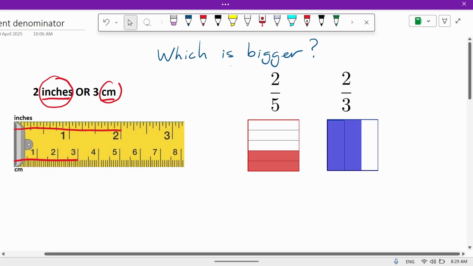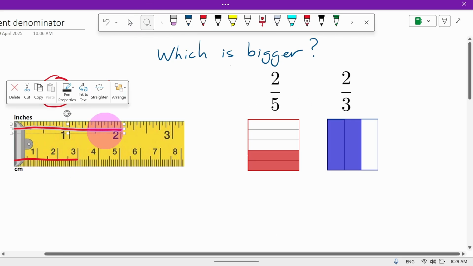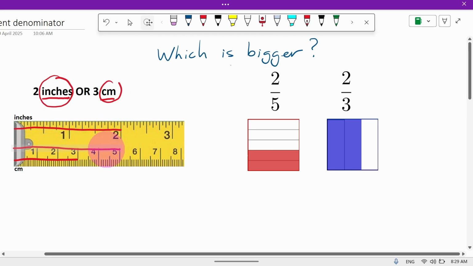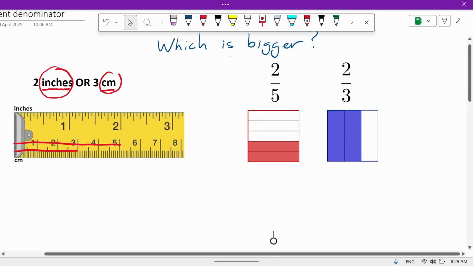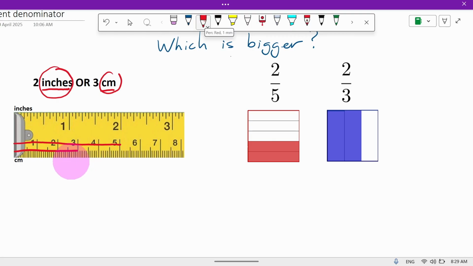So now, if we transform the inches into centimeters, we can see that 2 inches is actually 5 centimeters. So now they're both in the same unit. We know that 2 inches is longer. Now this also applies to fractions.